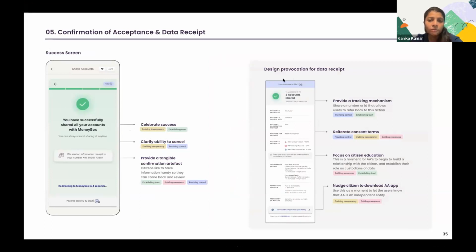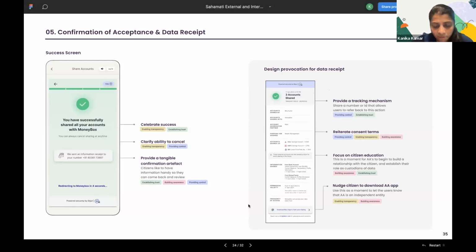We've also included a form of receipt here that people can share with their own phone numbers or with someone else, so that they always have access to this, and so that they can always refer back. These are some things that we think might be helpful in a transaction receipt or a data receipt, which is some form of a tracking mechanism: reviewing the terms again, and then maybe a nudge from account aggregator to build a more direct relationship with the user, a nudge to download the account aggregator app.